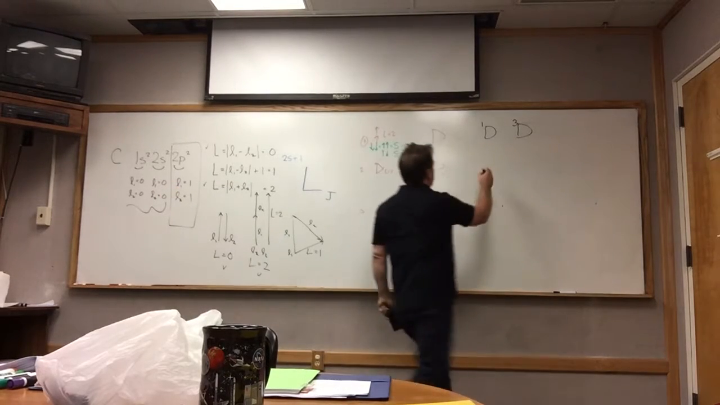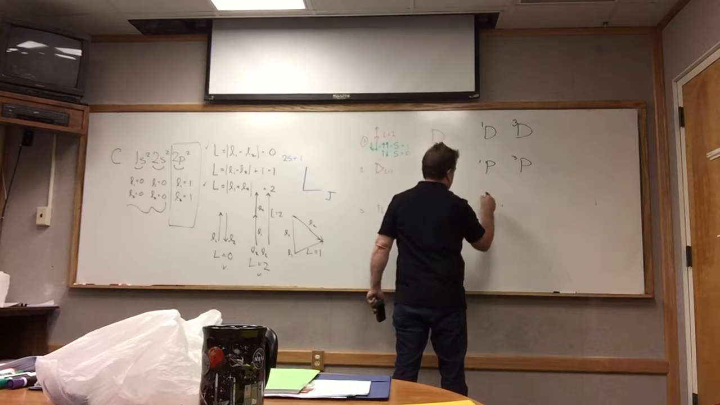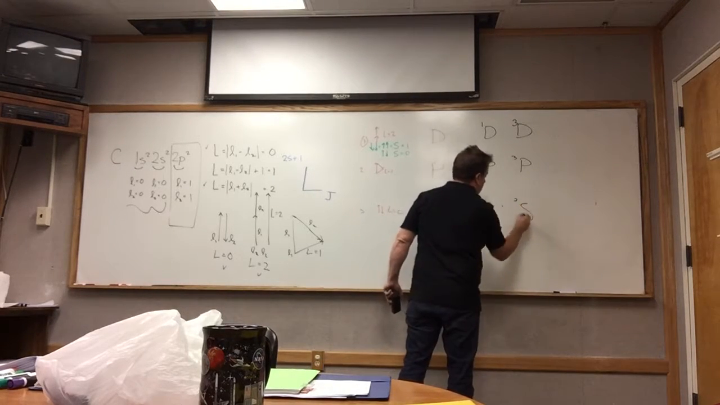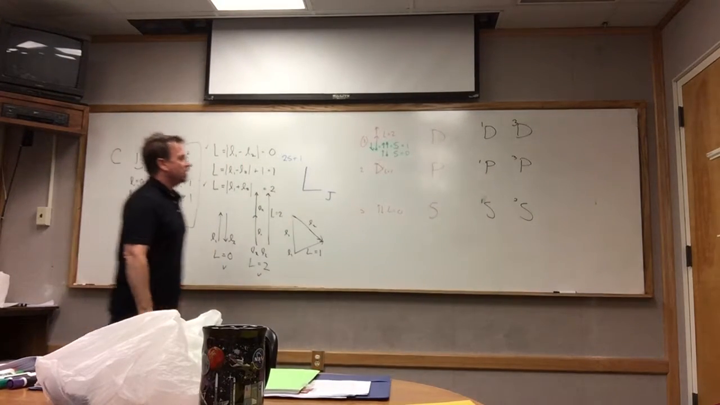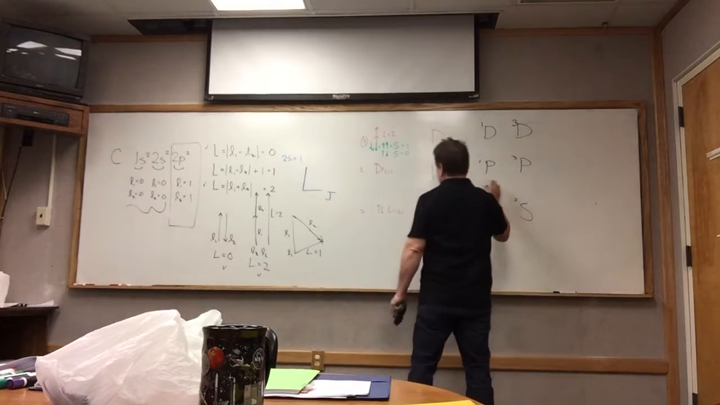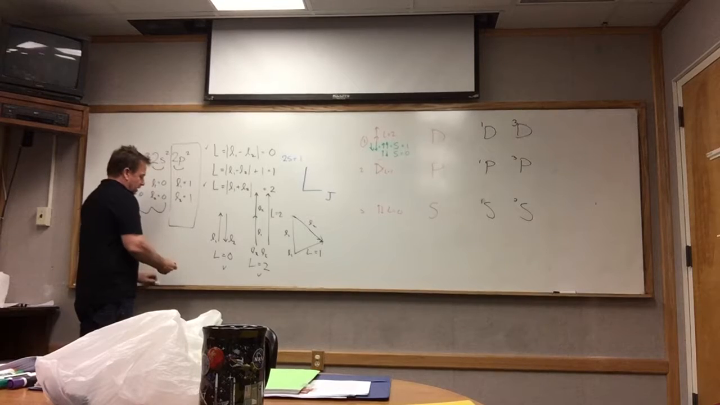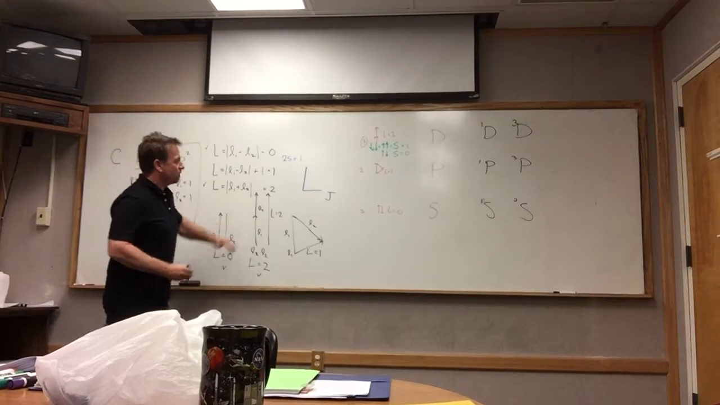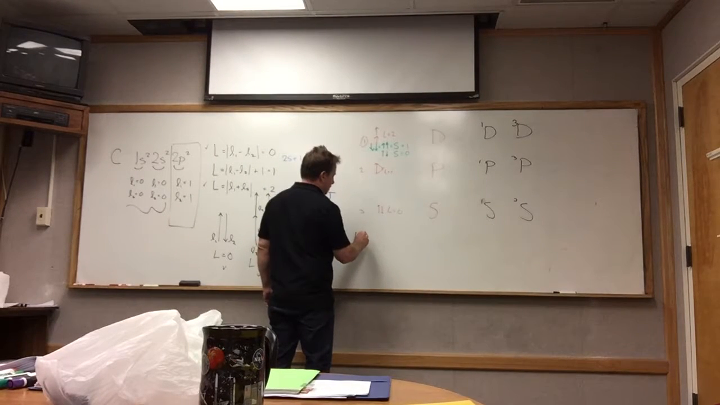Okay, so is this making more sense now, Emma? Yeah. These are the possible states. Okay. So what's J? J equals L plus S. Well, it's the same kind of vector sum here. What do we have? We have L equals 2 with S.